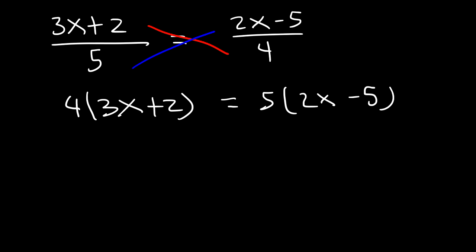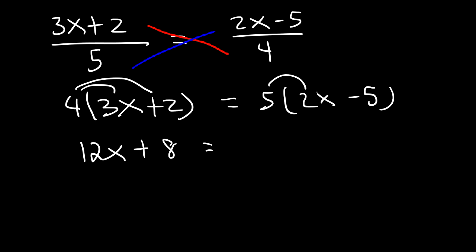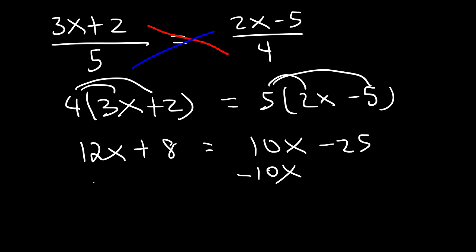Now in this example, we need to distribute. So let's distribute 4 to 3x plus 2. 4 times 3x is 12x, and 4 times 2 is 8. 5 times 2x is 10x, and 5 times negative 5 is negative 25. And then it's like another problem that we've seen multiple times. So let's subtract both sides by 10x, and let's subtract both sides by 8.